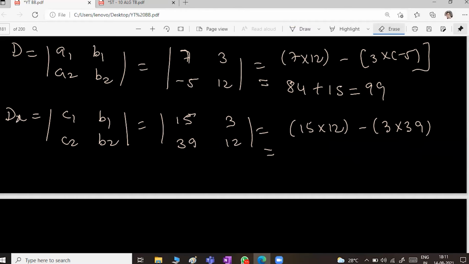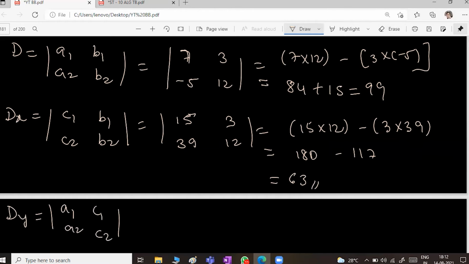Is 180 coming? Check. Like, since I have not calculated it properly, I'm just assuming it's 180. Okay, roughly done, this will come to 117, which is equal to 63. Check dy, find dy. dy is what? a1 a2 c1 c2, which is equal to 15 upon 39, meaning, not upon, 15 39 3 12. Here it's going to be 15 into 12.